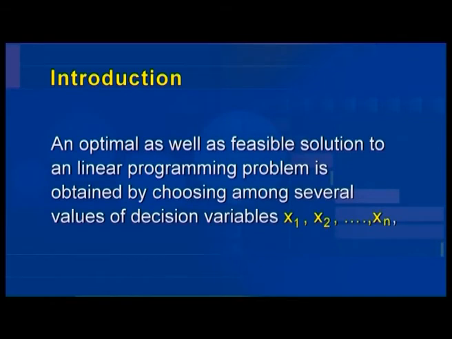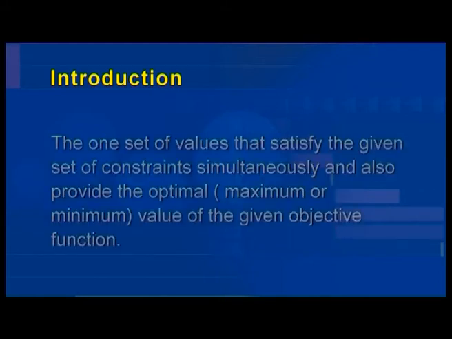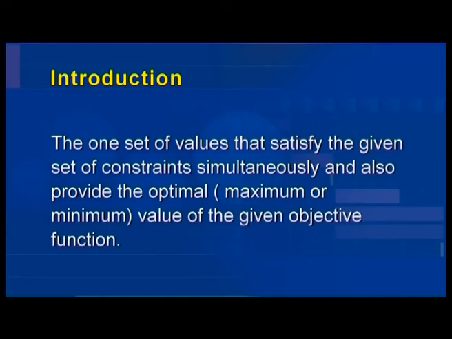An optimal as well as feasible solution to a linear programming problem is obtained by choosing among several values of decision variables x1, x2 up to xn. The one set of values that satisfy the given set of constraints simultaneously and also provide the optimal, maximum or minimum value of the given objective function.